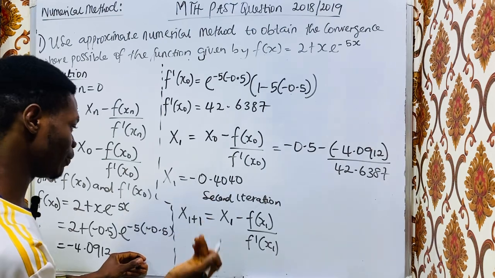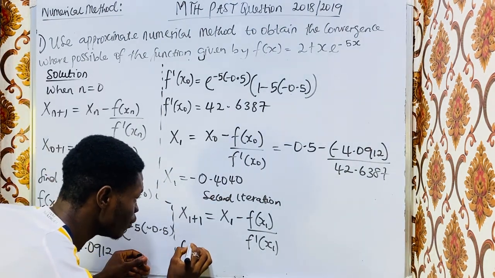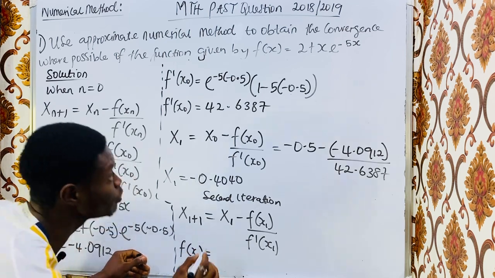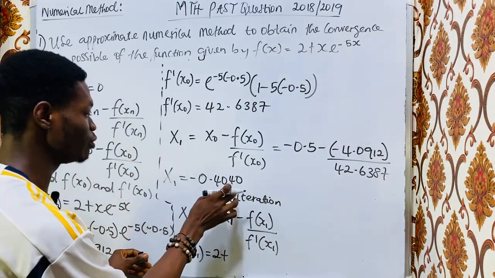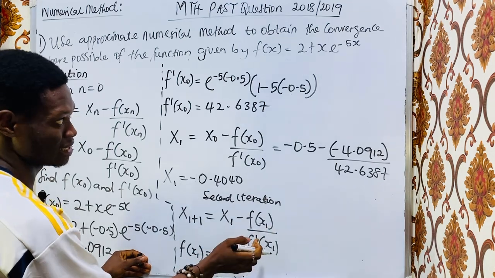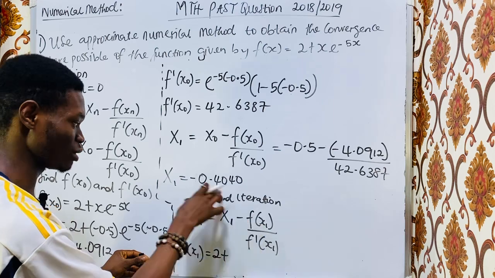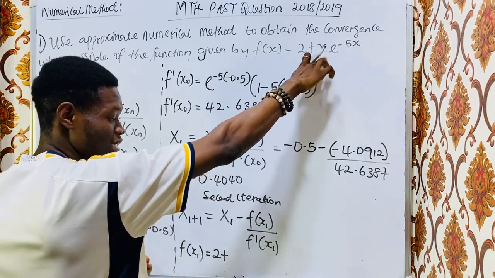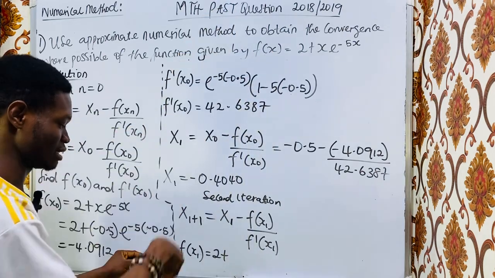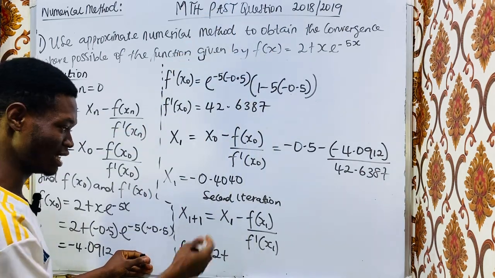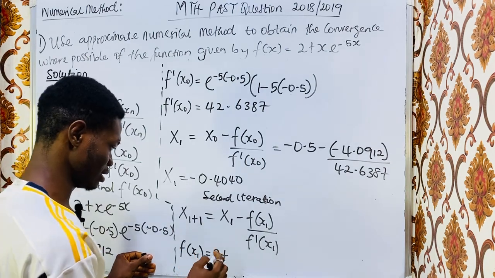Our x1 is already negative 0.4040, so no need to repeat. We are going to have f of x1. Bring this formula: 2 plus, anywhere we see x, we now replace it with this x1. Anywhere we see x, replace it with this x1. That's what it means. F of x1, that's the first one. That will give us the value for our x2. I don't know if you understand this.